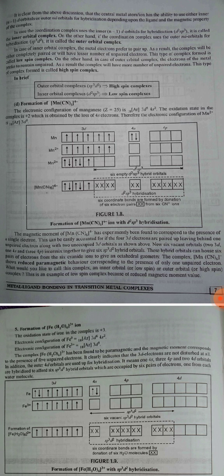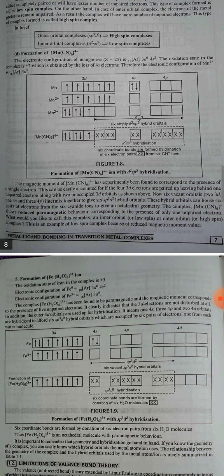What would you like to call this complex? An inner orbital or outer orbital complex? This is an example of low spin complex because of reduced magnetic moment value.